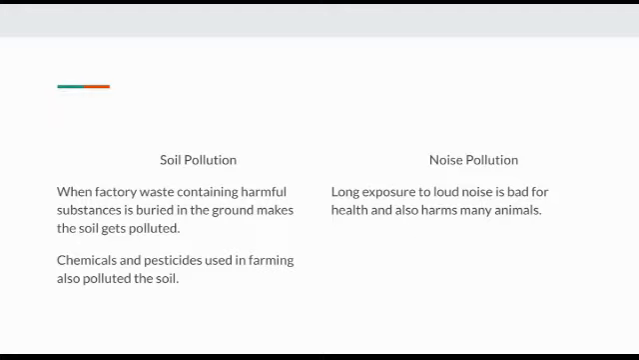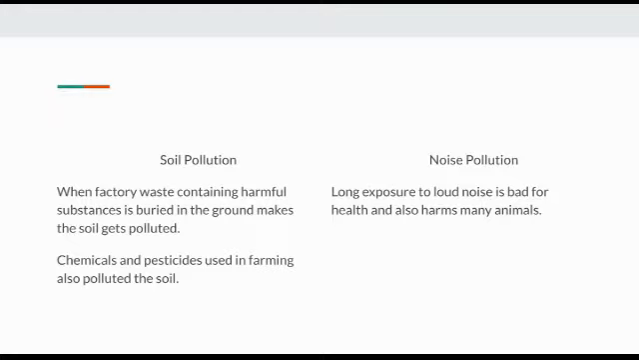The machines used in many factories are extremely noisy and thus harmful for the people and animals living in the surrounding area. So this also affects our environment, which becomes polluted by noise pollution. So the noise from the factories is harmful to human beings, and not only human beings, animals are also affected. So these are the different types of pollution that happen due to industries.